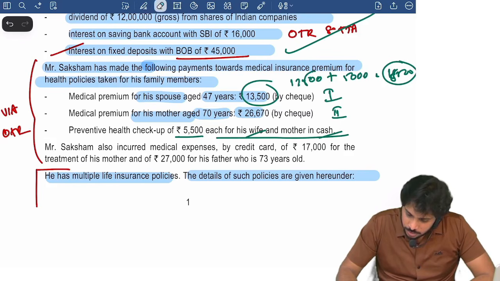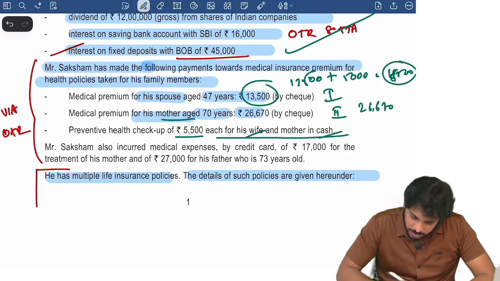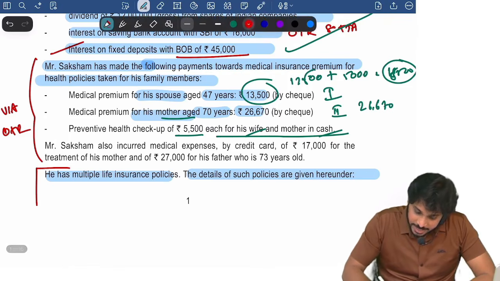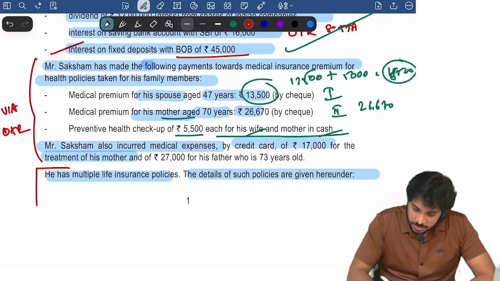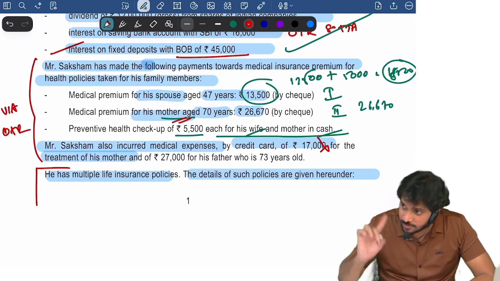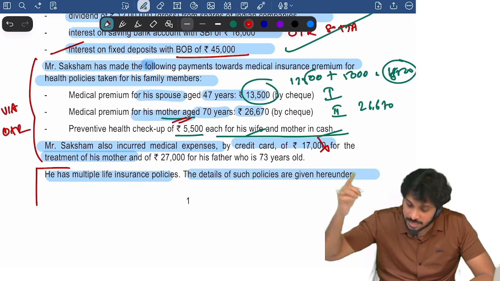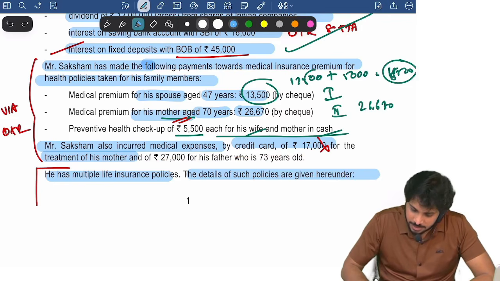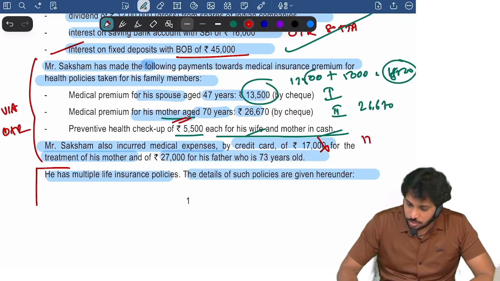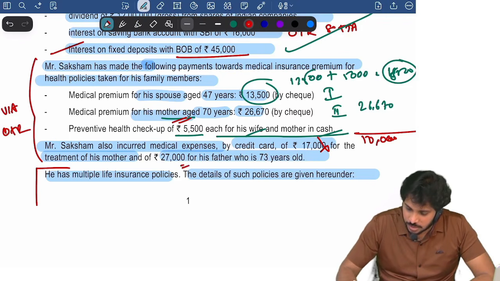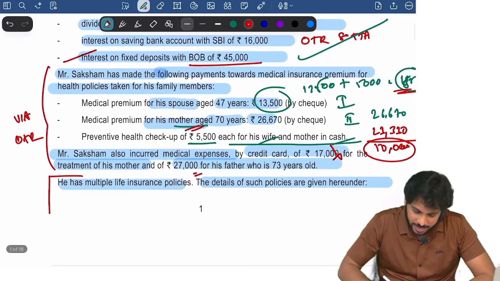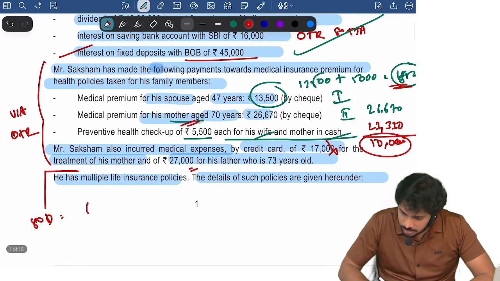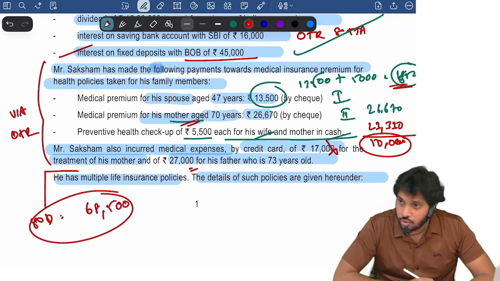Now coming to category 2. 26,670 I will claim for mother, and he also spent medical expenditure by credit card for treatment of his mother. For mother, a medical policy already exists. Therefore treatment medical expenditure is not allowed for the same parent who already has a medical policy. But for father, 27 is there, so I will claim it. But remember, you have only a 50,000 limit, and 27 you incurred, so balance 23,330 only you can claim. Therefore category 2 is 50, category 1 is 18.5. So the 80D answer is 68,500. Do you agree?